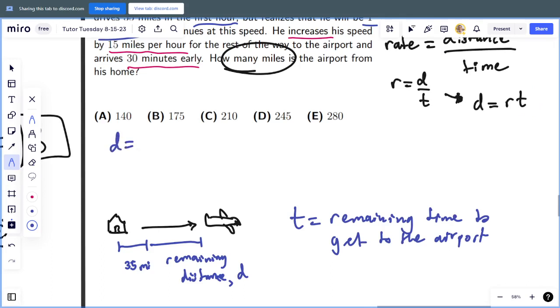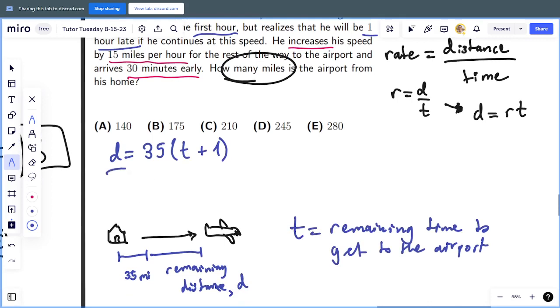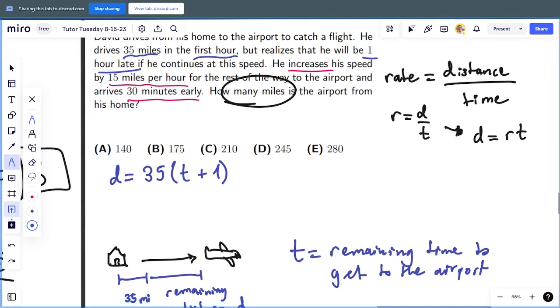d is equal to 35 miles per hour times t plus 1. Because if he continues traveling at this current rate, the remaining distance that he covers, d, he will do at 35 miles an hour. He will do it in the time that it takes to get to the airport plus an extra hour, because remember, he's going to be 1 hour late.